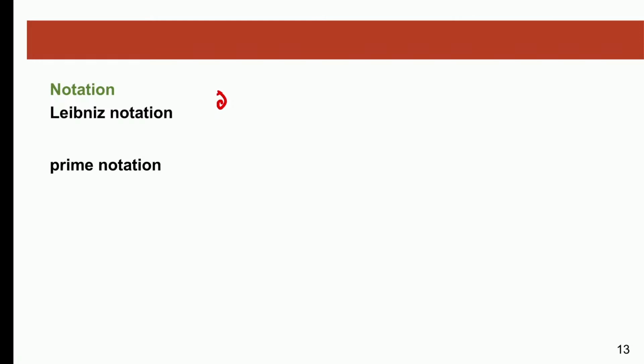Whenever you have dy over dx, or d squared y over dx squared, or d cubed x over dt cubed, those are all Leibniz notation. This is the fraction, the operator notation. You'll see things written like that, but prime notation is just more compact.